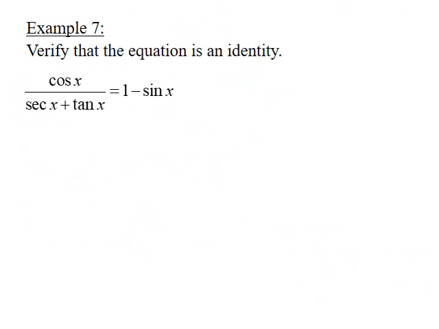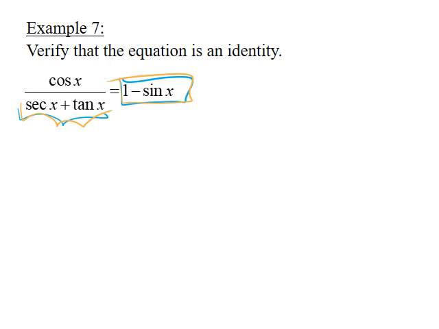Here's another example. I would recommend attempting to pause this and giving it a try. The more complicated side is the left-hand side. I'm going to try to manipulate this left-hand side so that it comes out of the fraction and ends up as 1 minus sine of x. If I can manipulate this so that I end up with 1 minus sine of x, I have verified that this equation is an identity, and I will be super happy.